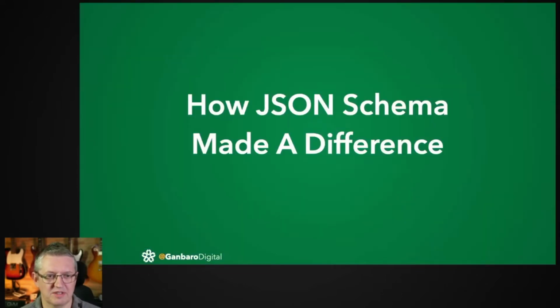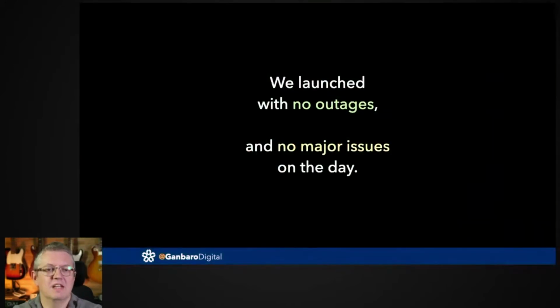So now we've got that common understanding, let's look at how JSON Schema helped us deliver this integration. Here's the headline. On our launch day, we went live with no outages whatsoever. We had no major issues either. Any minor issues that turned up, we were able to fix through our business as usual process over the following weeks. We didn't have any sort of crisis whatsoever. We had a great launch day.